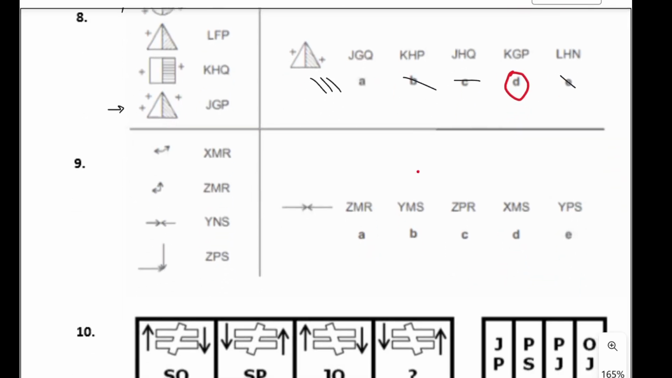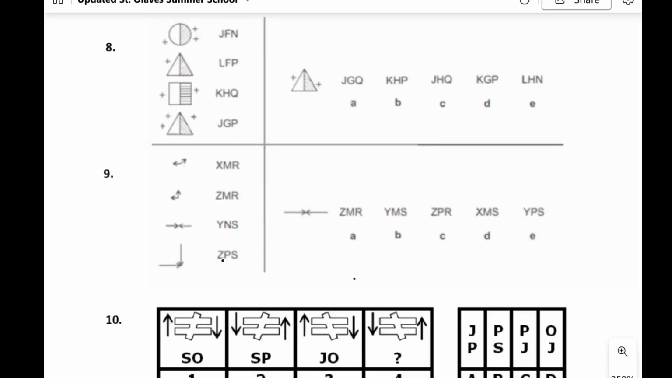Going on to question number 9. So we have Z, X, and Y. So Z seems to me that it's going at this right angle. So you can see here that Z is at a right angle again. Then we have X sort of at an acute angle, and then Y is the only one that's horizontal. So we know it definitely has to start with Y. So let's cross out A, C, and D. We're left with B and E.